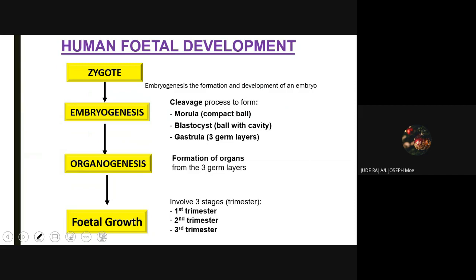Okay. After the nucleus of the sperm and ovum fuses, it will form a diploid zygote. So after the zygote is completed, it will become an embryo. So embryogenesis is the formation and the development of embryo. That's the definition of embryogenesis.